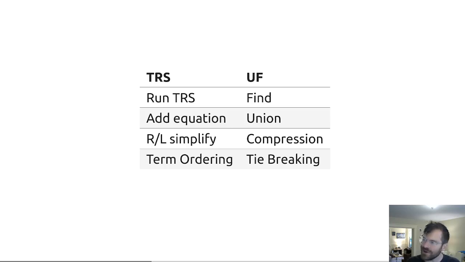But there are other reasons to tie break in different ways. You might have some intrinsic reason you think one node is better than another, or you might just want to tie break in a deterministic manner in order to avoid dependence on the order of assertions of unions. And that's more like the term ordering idea, where a priori we pick an ordering between our atoms.